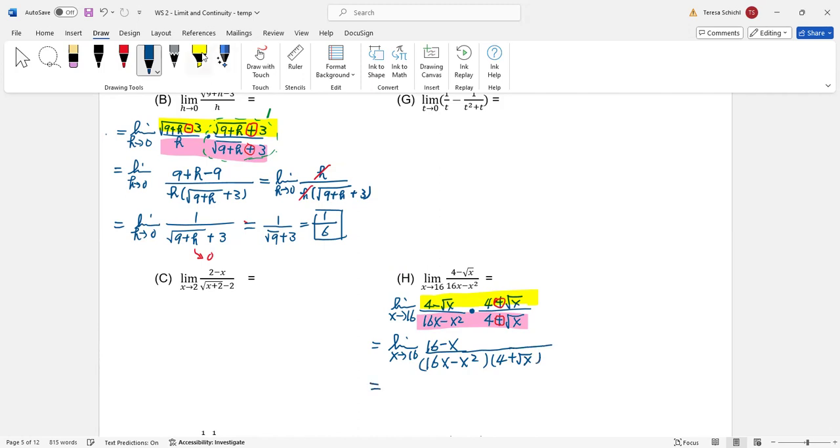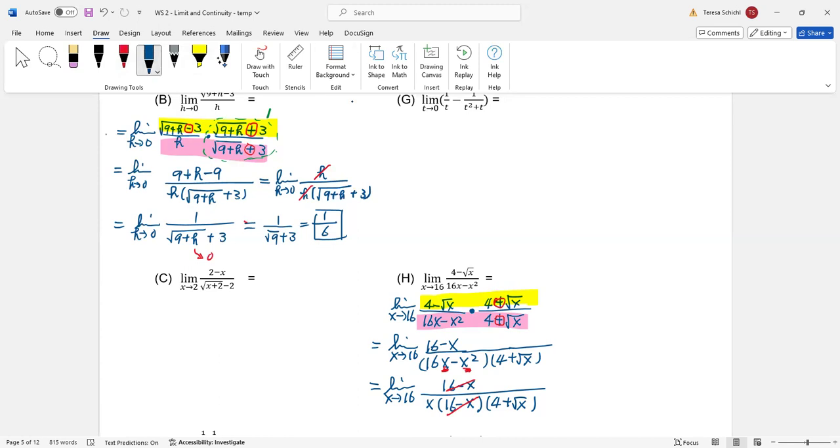Then here you see I have an x here and an x here, so I can factor x out from the denominator. My numerator is still 16 minus x. If I take the x out of the denominator, what I have is x times 16 minus x, right? And this is 4 plus the square root of x. All right, so now you see the good thing here: this 16 minus x and this 16 minus x, I can cancel, right?